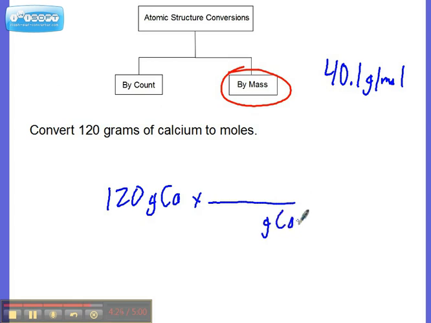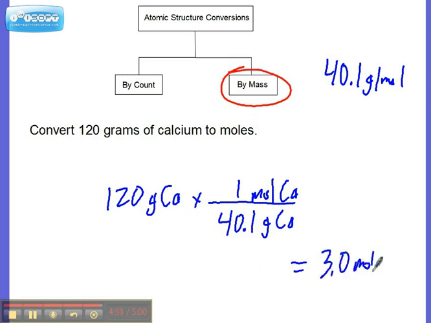The gram has to go below. My mind has been made up for me with that one. I'm trying to change to moles. Wouldn't it be terrific if we knew a conversion factor that told us how many grams in 1 mole? We do. It's the periodic table, 40.1. We end up with a value of 2.99, which is ending up at 3.0 when rounded appropriately.